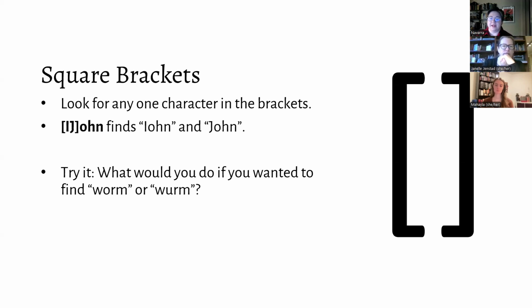When we type square brackets into our regular expression, it's going to look for any of the individual characters inside of the square bracket. So for example, if we have this expression where we type an I and a J in square brackets followed by OHN, we're going to be finding John, spelled either with an I or a J. So we'll find both variant spellings.